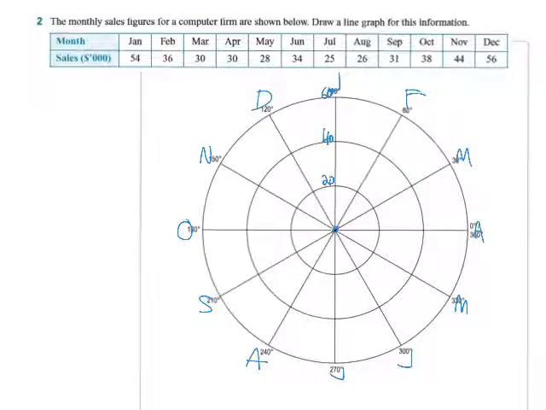Now again we can plot a point. January was 54, so that's approximately there. February's 36, that's about there. March is 30, so that's halfway. April's 30. May is 28. June is 34. July is 25. August is 26. September is 31. October is 38, November is 44, and December is 56.